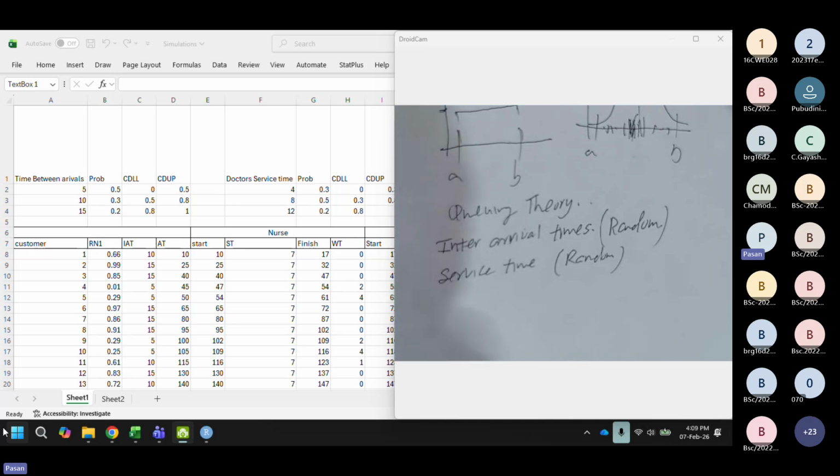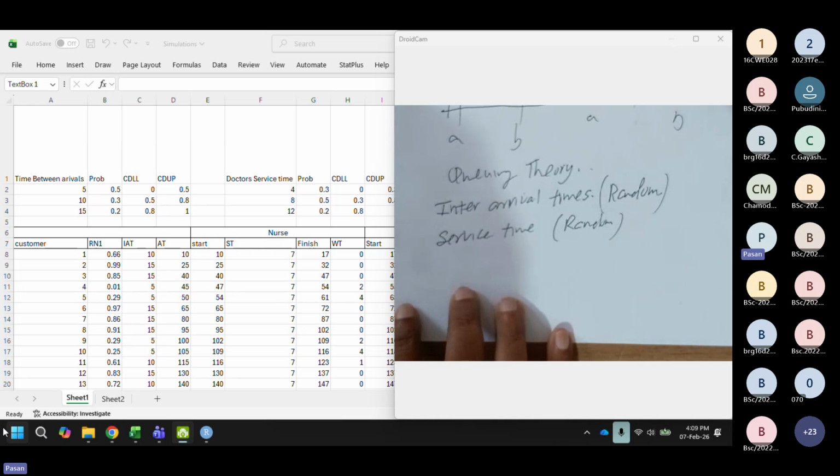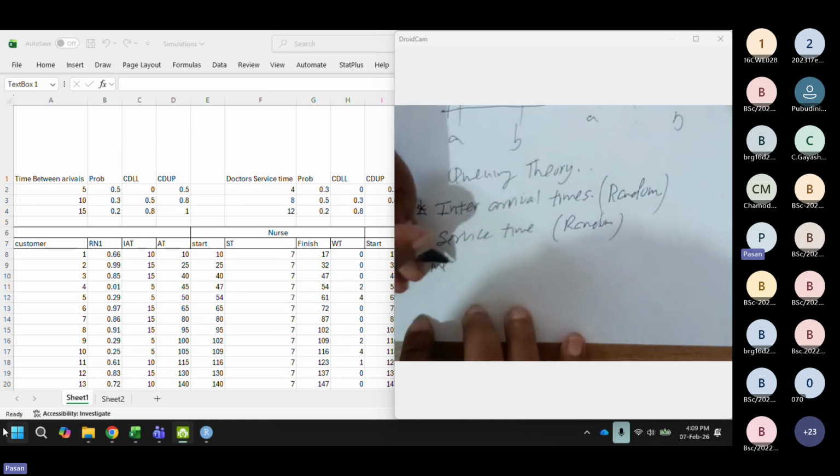So this is in terms of queuing theory. We have these two main variables, and then our measurements.